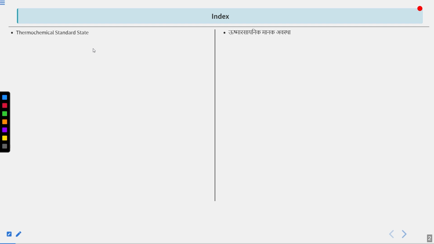First, we will study the thermochemical standard state, that is, what the thermochemical standard state is. Then the first important thing, enthalpy of reaction. The enthalpy of reaction is basically the enthalpy change during a reaction. That is very clear from the terminology itself. In this whole chapter, we'll discuss its types. So this is the first important thing.